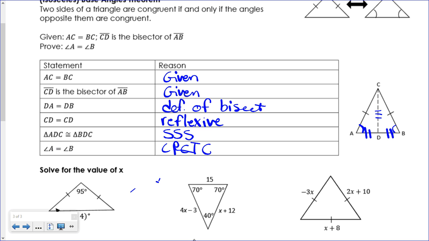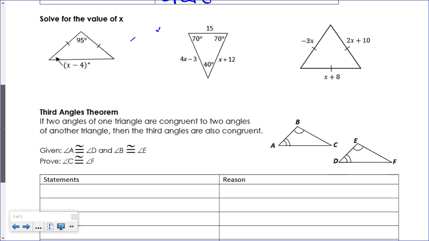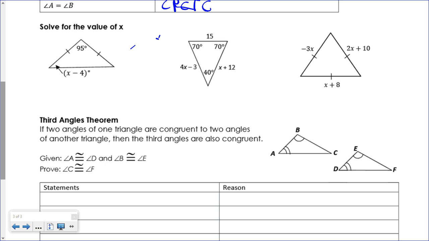Okay. All right. So just really quickly, let's recall how we use that to solve. So we've already practiced this, but let's try again. What do you guys notice immediately about this triangle? It is isosceles. So if two sides are congruent, what can you conclude? The two base angles are congruent.